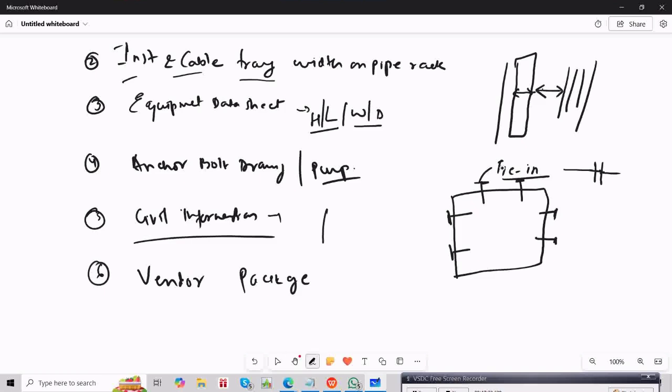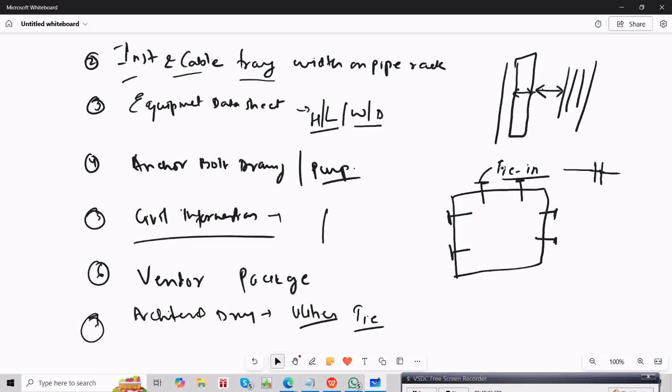Now the seventh point is mainly for offshore, and it is called the architectural drawing. This one is mainly for the living quarters and all those things. What we use it for is to connect the utility lines, mainly the water lines and the HVAC duct and all those. For that also we need a tying point.